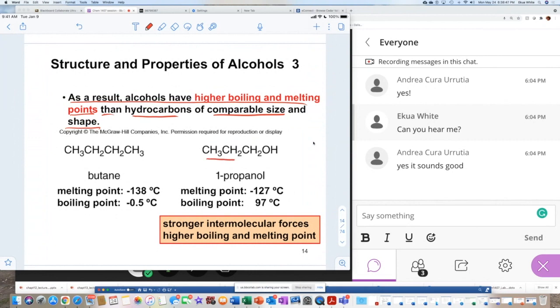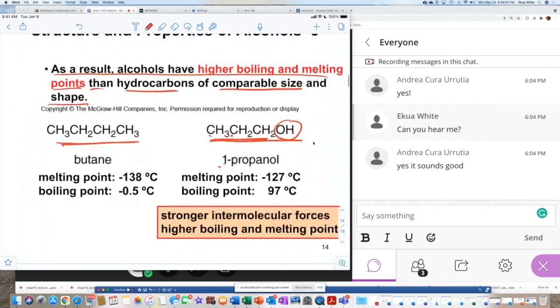Okay, let's compare propanol. So this is 1-propanol, right? And it's one because the OH is attached to the first carbon. Let's try to compare this with butane. This actually has only 3 carbons. This one here has 4 carbons, okay? And so let's try to compare. What is the melting point of 1-propanol? Negative 127 degrees Celsius, which is a lot higher than negative 138.